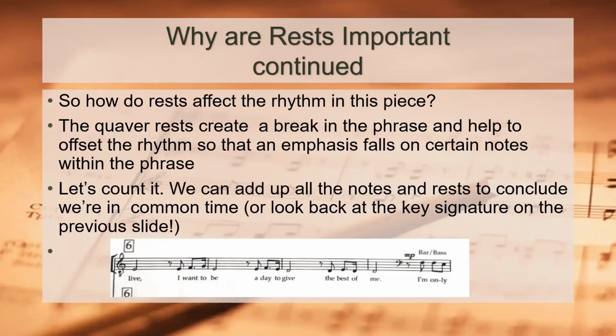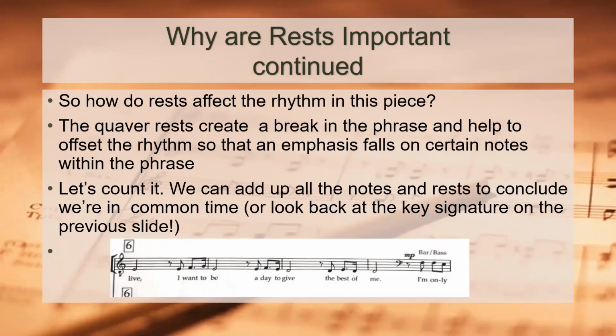Now, we learnt before, from what we learnt about meter, that if we're in a 4/4 time signature, that means that we emphasize slightly the first beat of each bar. So in this example, we see that the composer has written the music so that the important notes within the phrase, within the sentence or the lyric that he's singing, are emphasized by being placed right at the beginning of every bar. So here we've got "live", "I want to be", "a day to give", "the best of me".